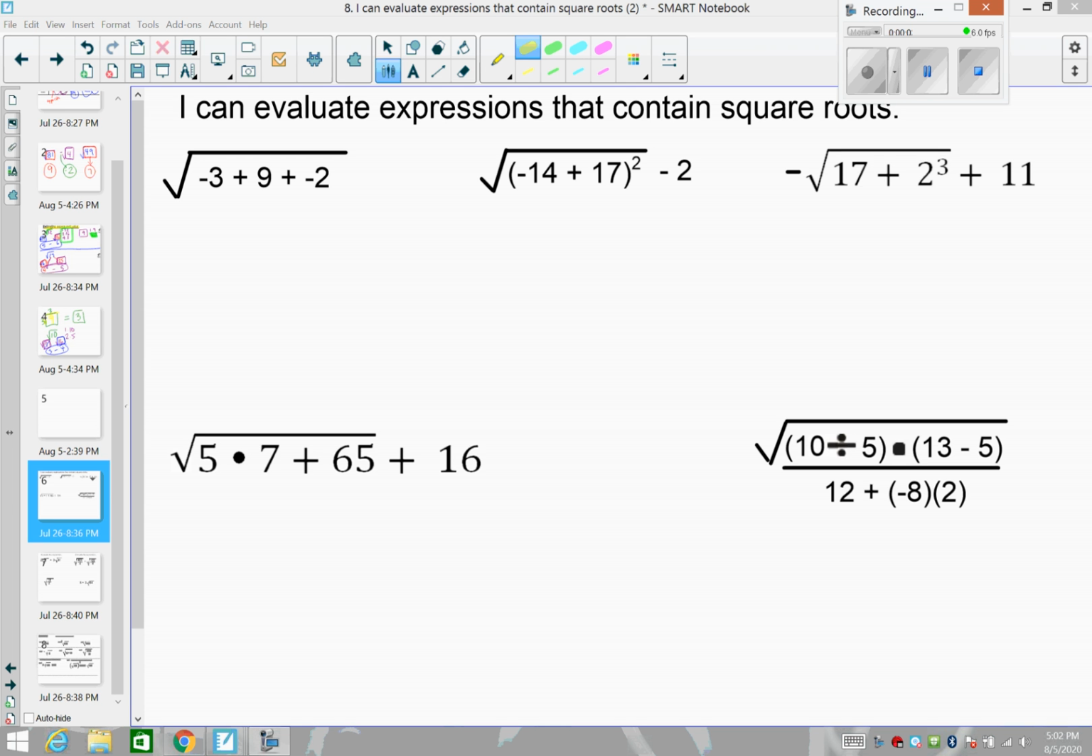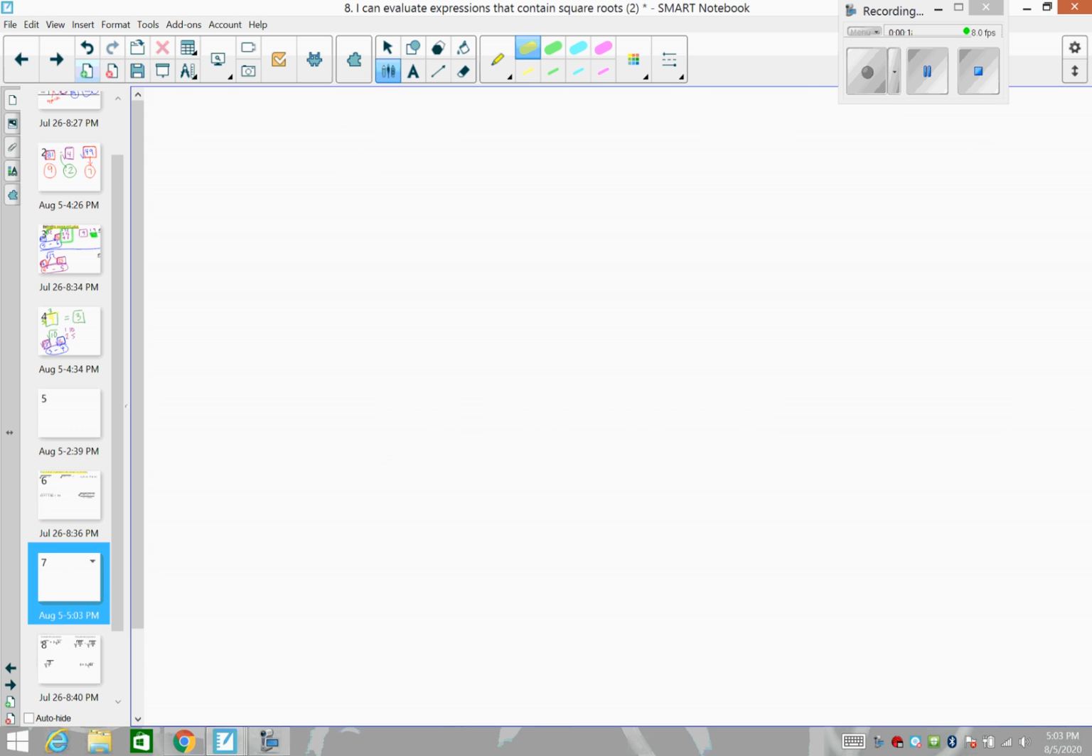Hey, math friends. So our learning target today is I can evaluate expressions that contain square roots. So essentially what we're going to be doing is the order of operations today. So what happens when we have PEMDAS that contain square roots? Let's move to a new screen quick so we can take a look at that.